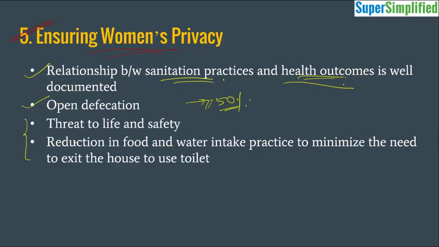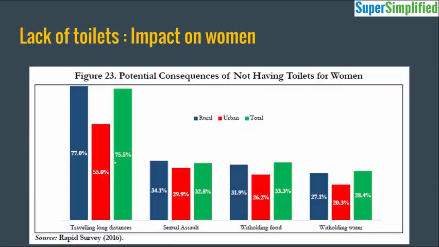In the context of women, there is a threat to life and safety. And another new dimension they are talking about is the reduction in food and water intake, because women have to minimize the need to exit the house to use the toilet, so they reduce their food and water intake, which impacts their health in the long run. So let's see these things with the help of statistics. Lack of toilets, what is the impact on women? These are the impacts: they have to travel long distances, there is the risk of sexual assault, and withholding of food and water intake.